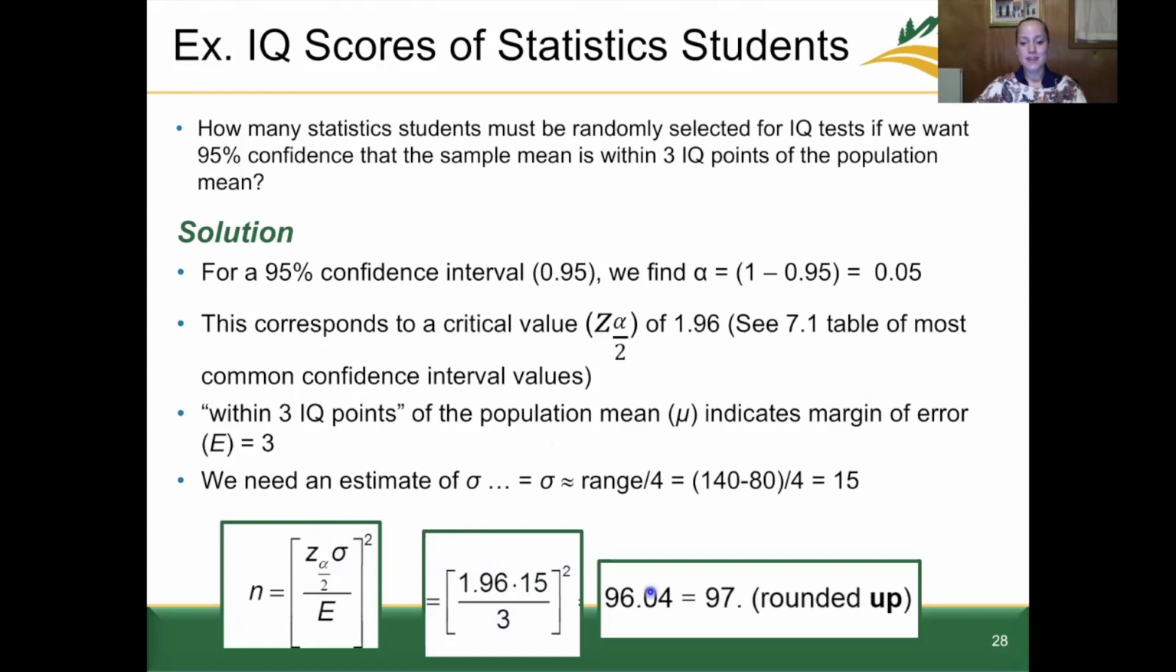Then we have to consider our rounding rule here. Remember, for estimating n, or the sample size, we always round up to the nearest whole number. So 96.04, we make that our answer of 97.